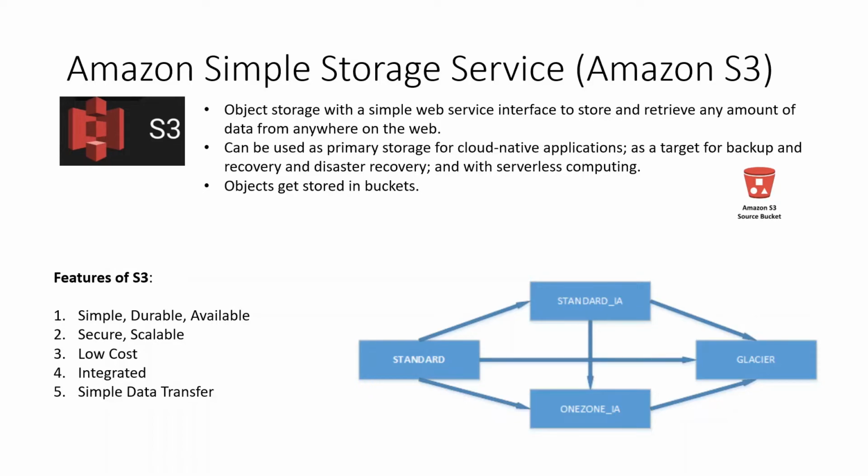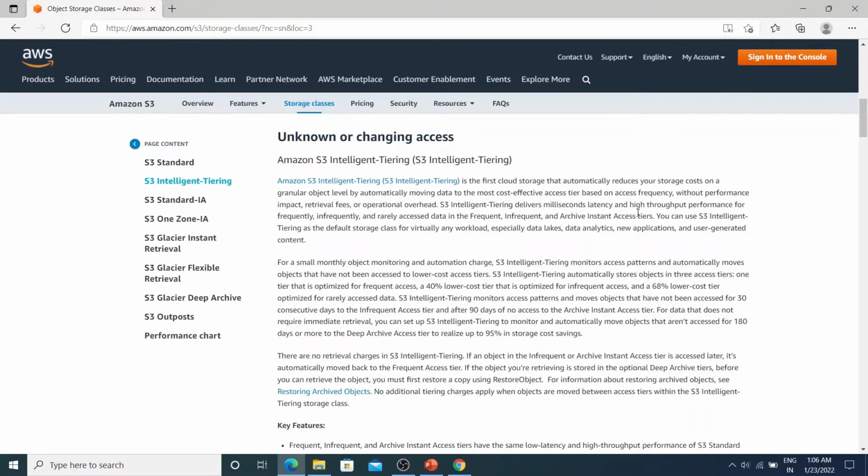If you are unsure which storage class to go for your storage requirements, Amazon has a new S3 intelligent tiering storage class, which reduces your storage costs by automatically moving data to the most cost effective access tier based on the access frequency without performance impact and operational overhead.